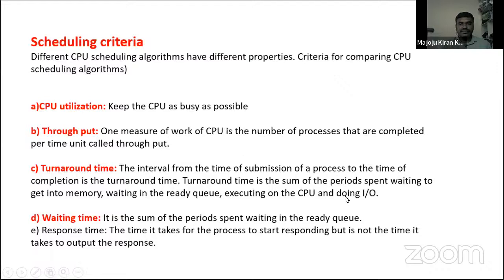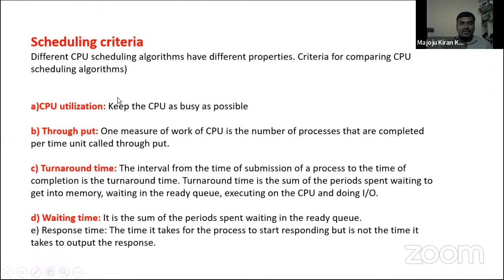And what about the scheduling criteria? If multiple processes are to be concurrently executed, there should be a scheduling algorithm, and the scheduling algorithm is based on the scheduling criteria. We will choose one particular scheduling algorithm based on these criteria, these factors. What are the scheduling criteria? The scheduling criteria include CPU utilization, right?